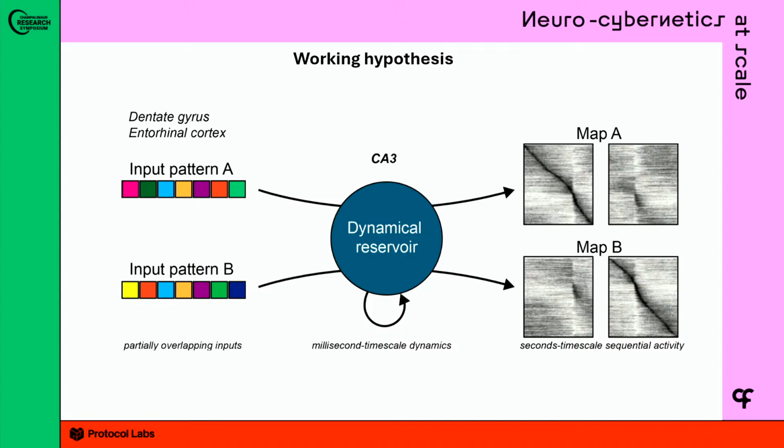How do we test this working hypothesis? I'm just going to briefly describe a couple of approaches that we're starting to do. So, the first question we can ask is if the sequencing of place fields is occurring due to these millisecond timescale dynamics, then cells that are in a place field sequence should have stronger interactions between each other than just random cells in the network that might not even be firing.